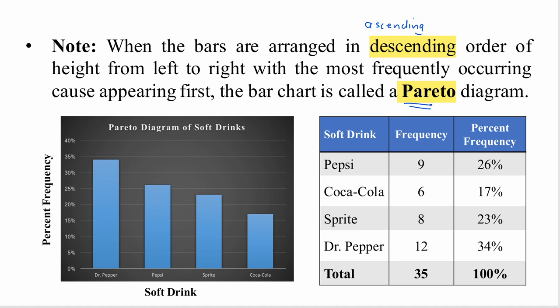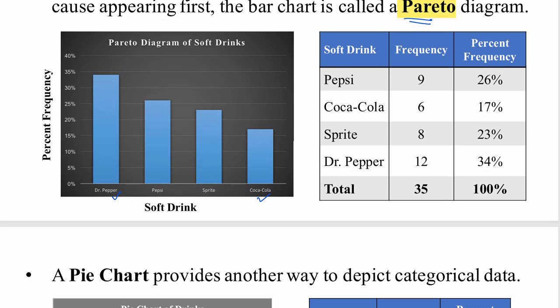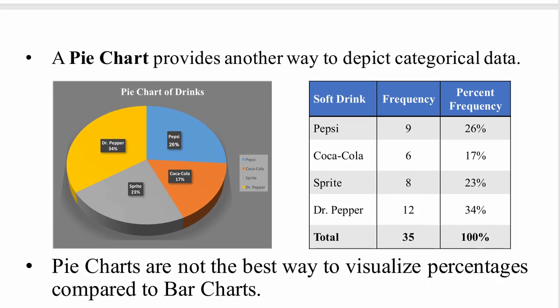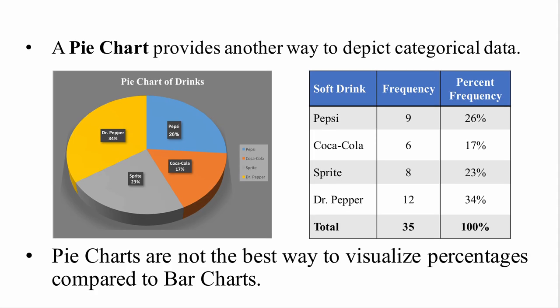So here we have an example of a situation where we rearrange the bars for our favorite soft drink in a Pareto appearance. The highest being Dr. Pepper using descending form and the lowest being Coca-Cola. Now somebody might also want to rearrange in ascending order. Again, another way to represent our categorical data is to use a pie chart.